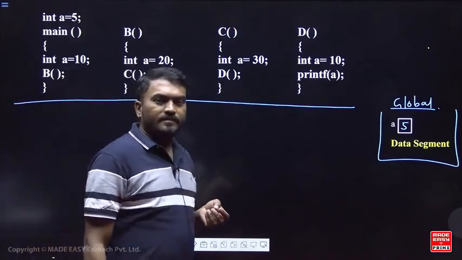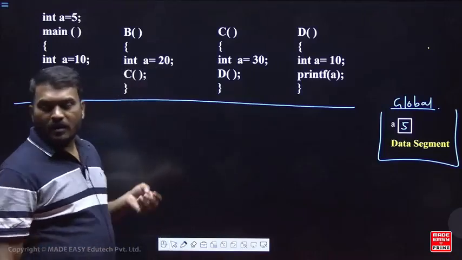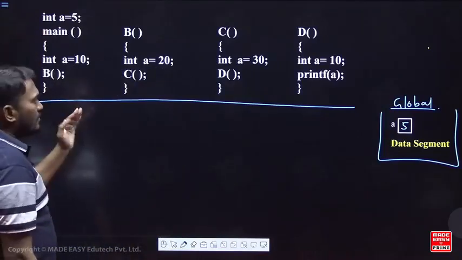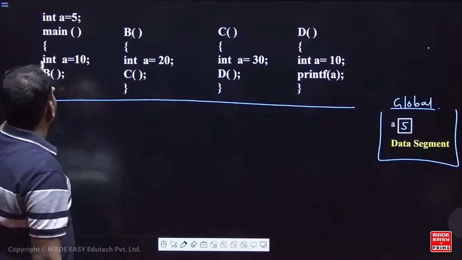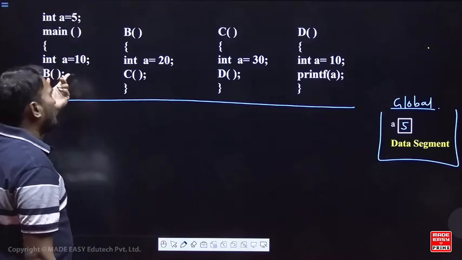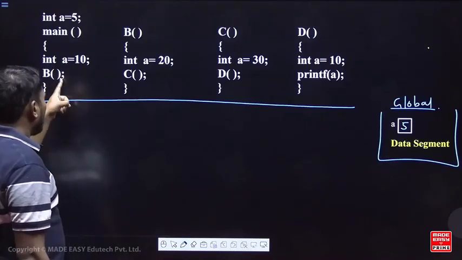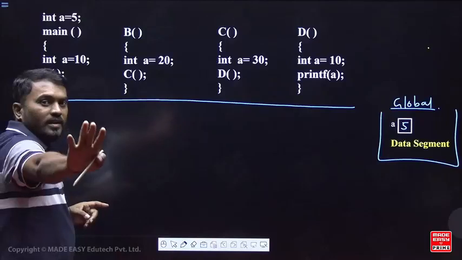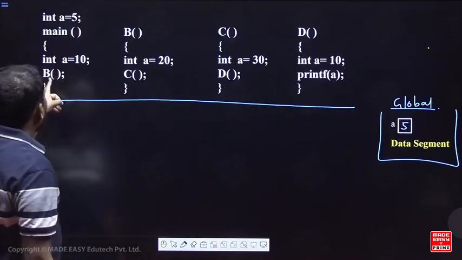Listen to me carefully. First, the main function will be pushed onto the stack. Next, in the main function you have a local variable, integer A equal to 10. Next, you are calling function B.